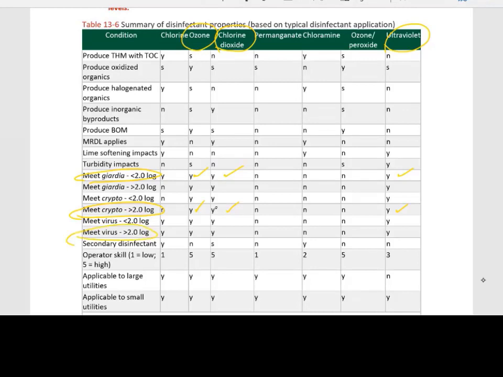Viruses. We need greater than 2 log removal. So we needed 3. Same thing, we can achieve that. We haven't eliminated anything. So based on this, all 3 of the processes are still essentially in the running.